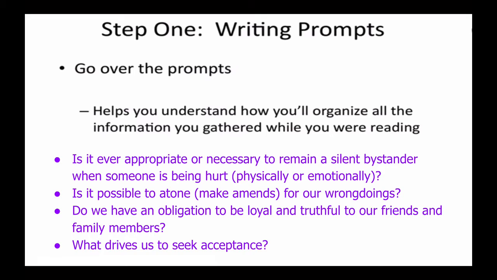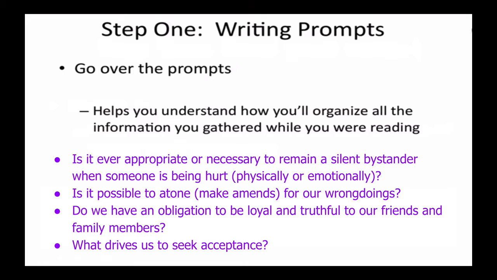The first step was to address the writing prompt. So I just want to go over that here. Your writing prompts for this culminating Kite Runner essay are as follows. Is it ever appropriate or necessary to remain a silent bystander when someone is being hurt, physically or emotionally? Is it possible to atone, which means to make amends for our wrongdoings? Do we have an obligation to be loyal and truthful to our friends and family members? And finally, what drives us to seek acceptance?